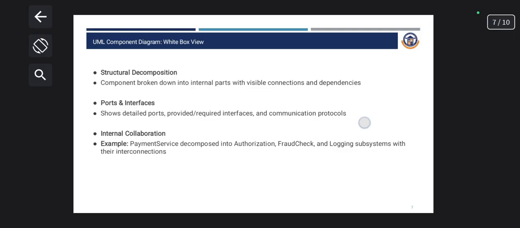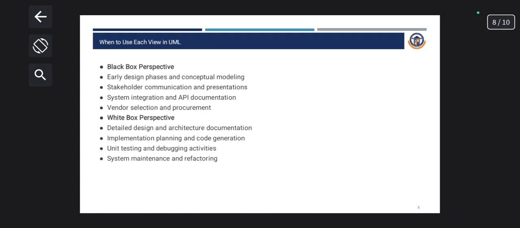So the next one is when to use each view in UML. UML stands for Unified Modeling Language. The first one is the black box perspective. The black box perspective is most useful during early design and conceptual modeling. It helps in communicating with stakeholders, preparing presentations, documenting system integrations or APIs, and even during vendor selection or procurement, where the focus is on what the system does, not how it works internally.